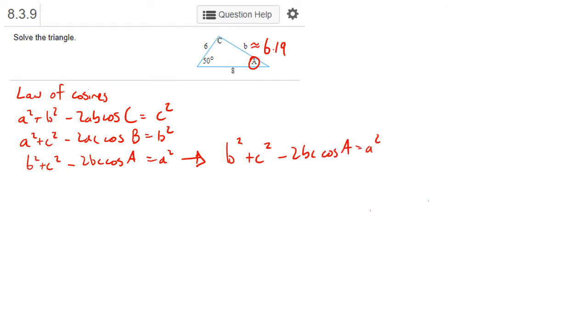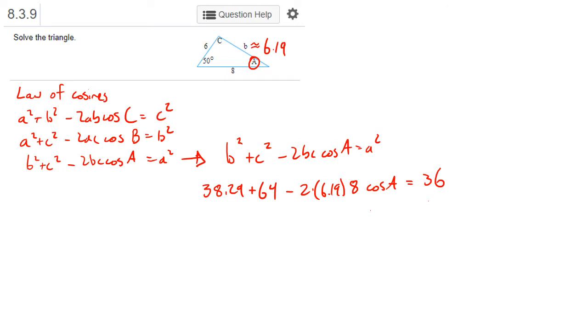Now b we just found to be 6.19. Squaring that is 38.29. Okay, so b squared is approximately 38.29. c squared, c is the side across from angle C, that's 8. So squaring that gives me a 64. Minus 2 times 6.19 times c, which was 8, times the cosine of A is equal to a squared. Little a is the side across from angle A, which was a 6, so we get a 36 here.